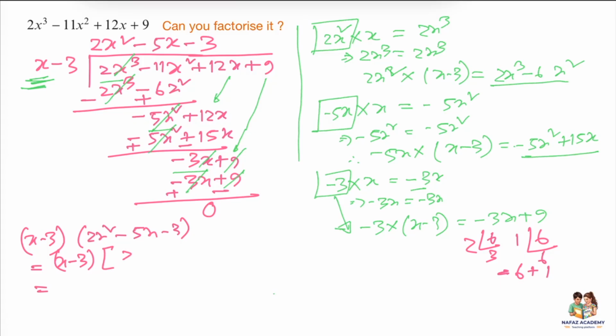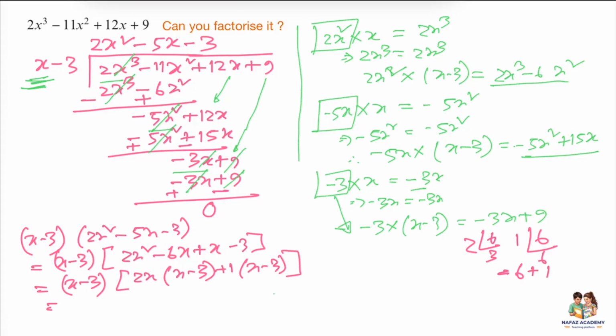What is the expression? 2x squared minus 6x plus 1x minus 3, right? Minus 6x plus 1x, it is minus 5x, and minus 6 times 1, that is minus 6. Now 2x is common, it is x minus 3, plus 1 common, x minus 3. So x minus 3 and 2x plus 1, these are the factors, and you can write it like that.